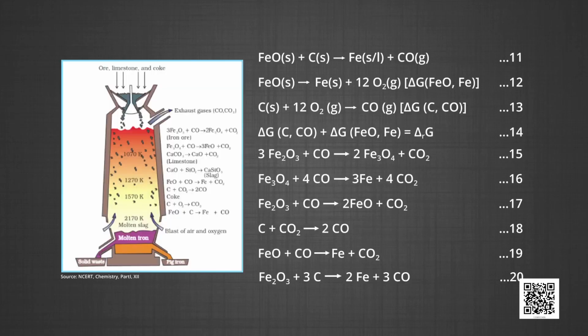Limestone is added as a flux, and sulfur, silicon and phosphorus are oxidized and passed into the slag. The metal is removed and freed from the slag by passing through rollers.